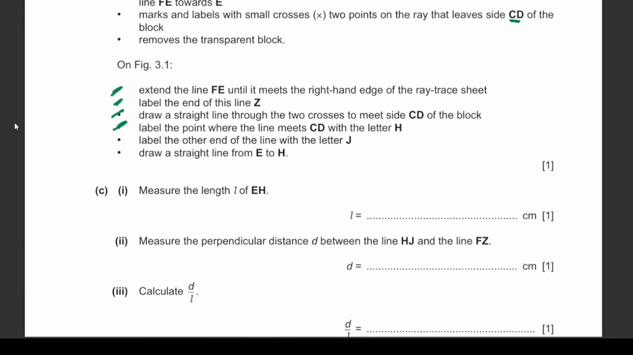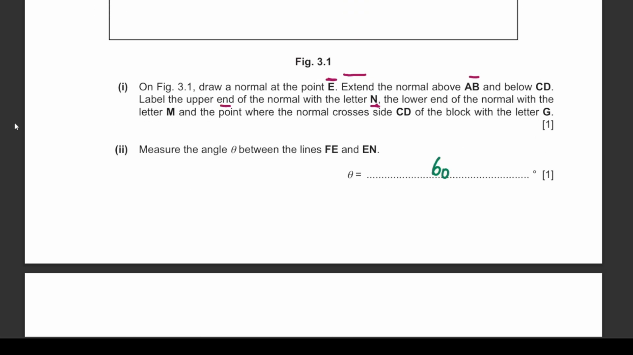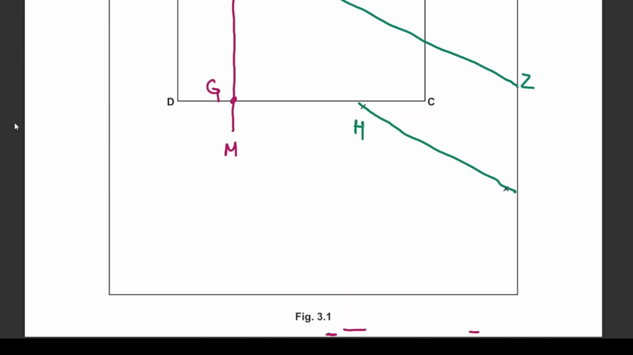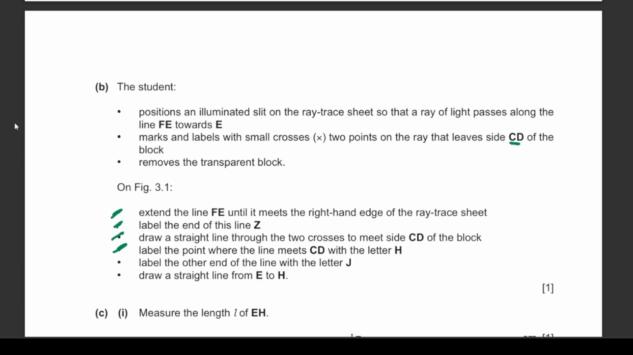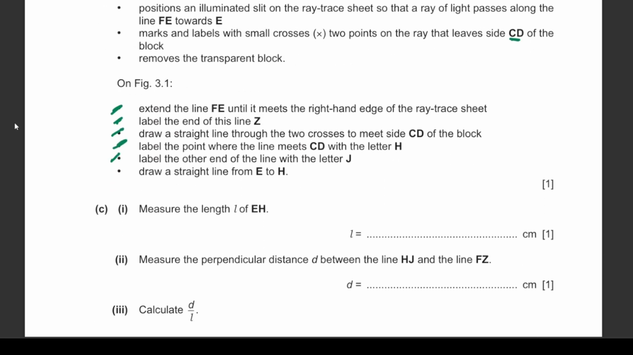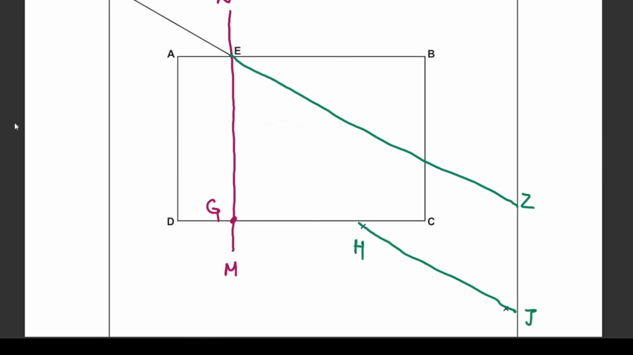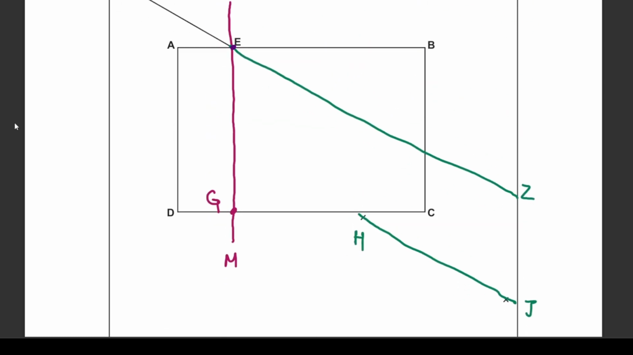Then we label the other end of the line with the letter J. So this will be J. We've done the labels, and then he says draw a straight line from E to H. This is why labeling was important. So please follow along. So E to H would be this line coming from this point up to this point.